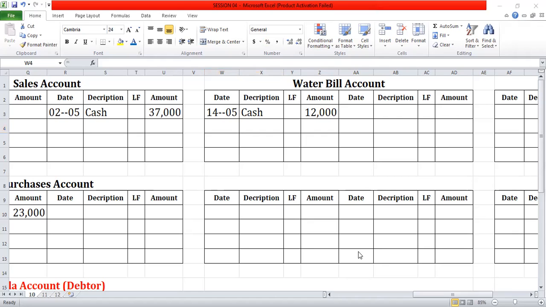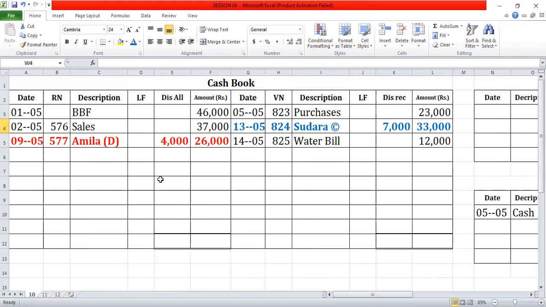So the water bill account is debited. Next transaction. Received rent income 15,000, 19th of May. It is recorded in the debit side. 19th of May, 578. The description is rent received. Rent received, 15,000. Cash book debits because it's a receipt of cash.